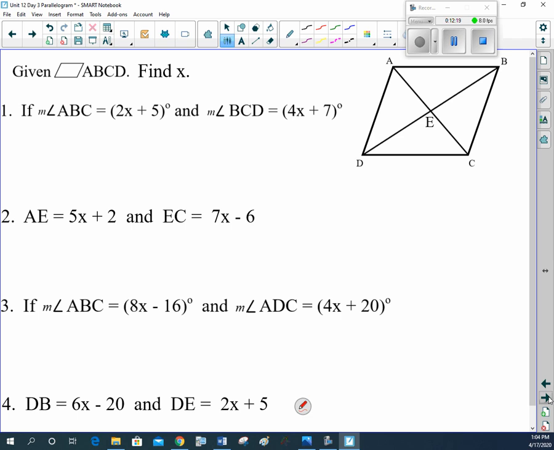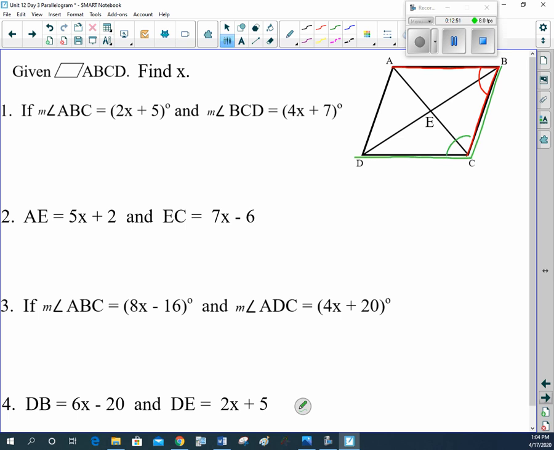I'm given that parallelogram ABCD is over here to the right, and I want to find what x is. So first of all, let's figure out what information they've given me. They've told me the measure of angle ABC. So let's figure out what angle ABC is. A to B to C is this angle right here, the whole thing. And then the other angle they tell me is BCD. So I'm going to go B to C to D. That's this angle right here.